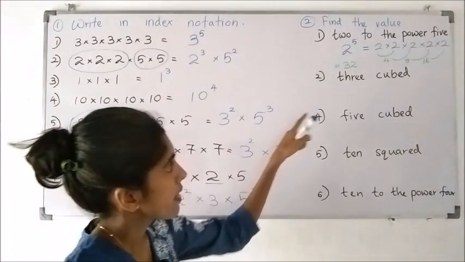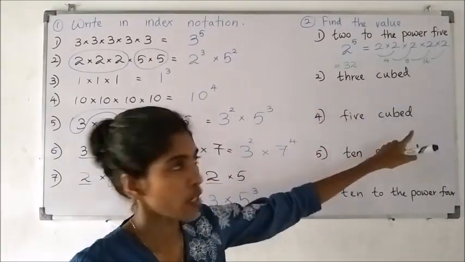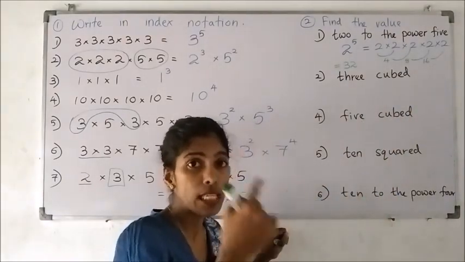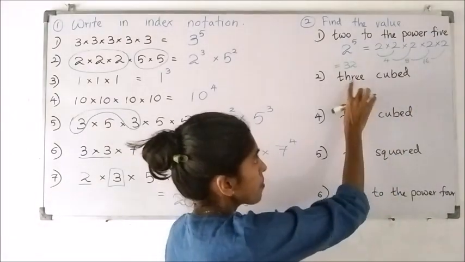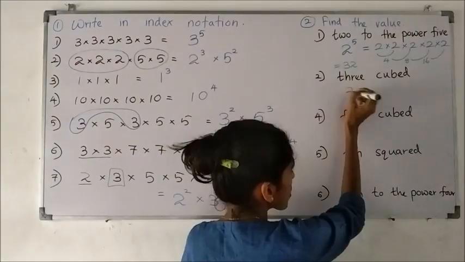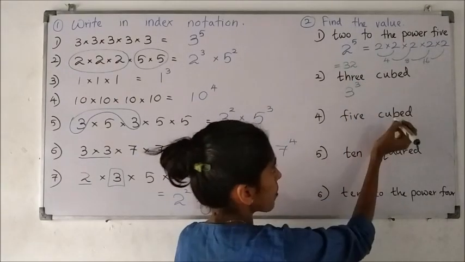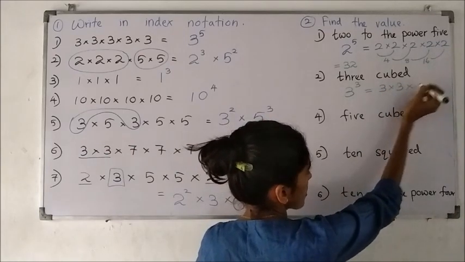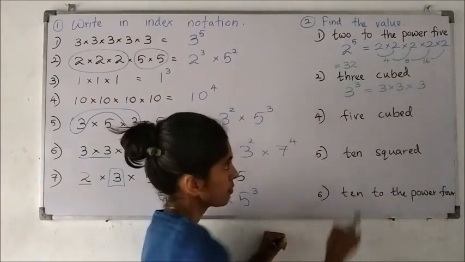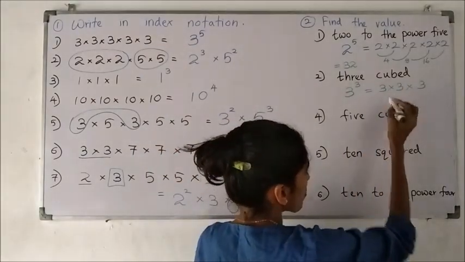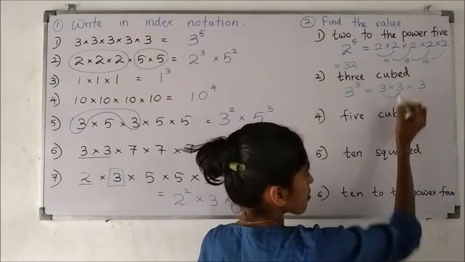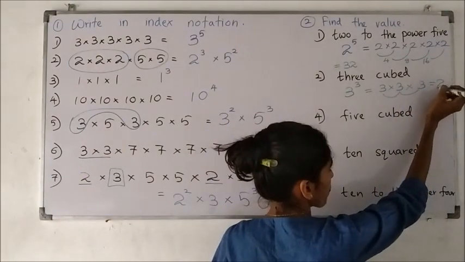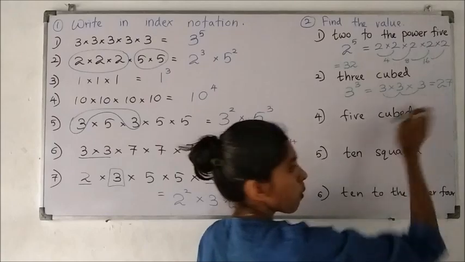Right. Next, 3 cubed. Whenever you see cubed, you should know the power, the index, must be 3. The base is also 3 here, 3 cubed. Now as a product we will write 3 multiplied by itself 3 times. When we multiply this, what will come? 3 times 3 is 9, 9 times 3 is 27. This is the whole number.